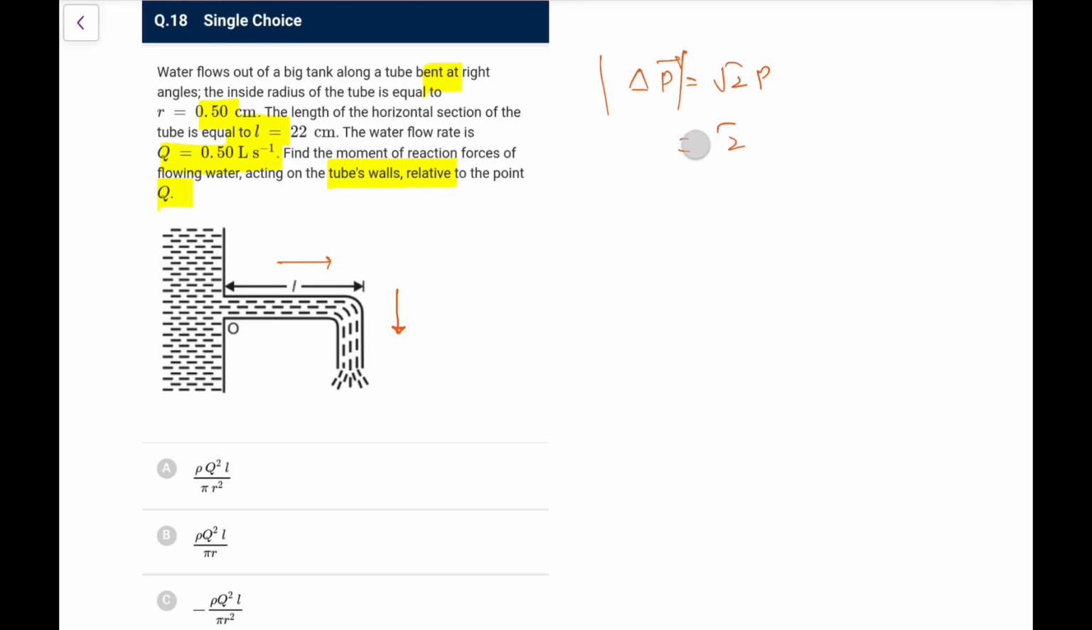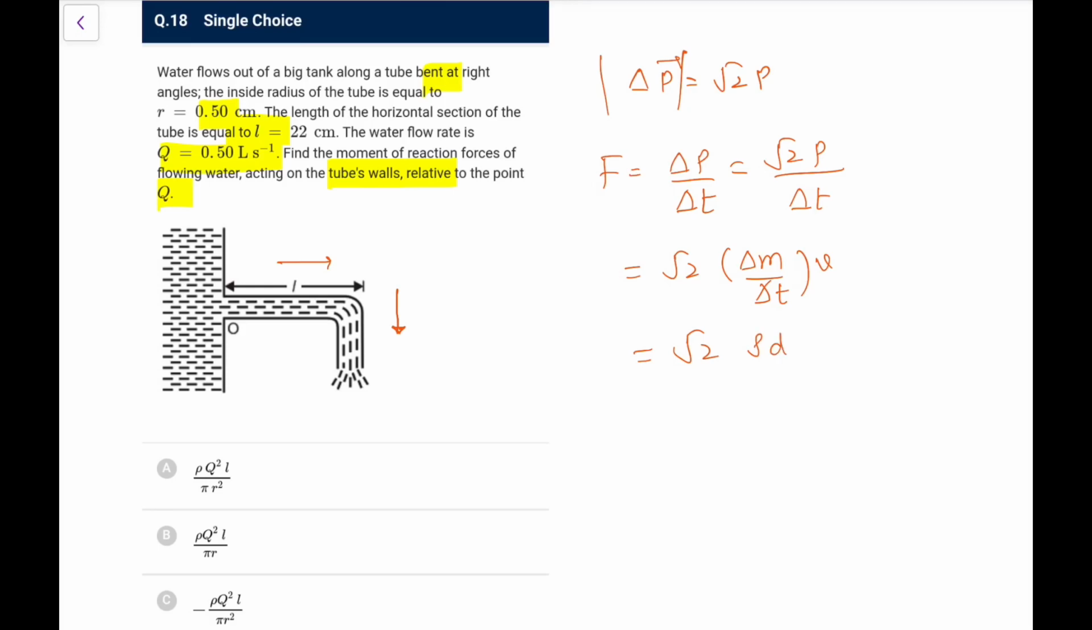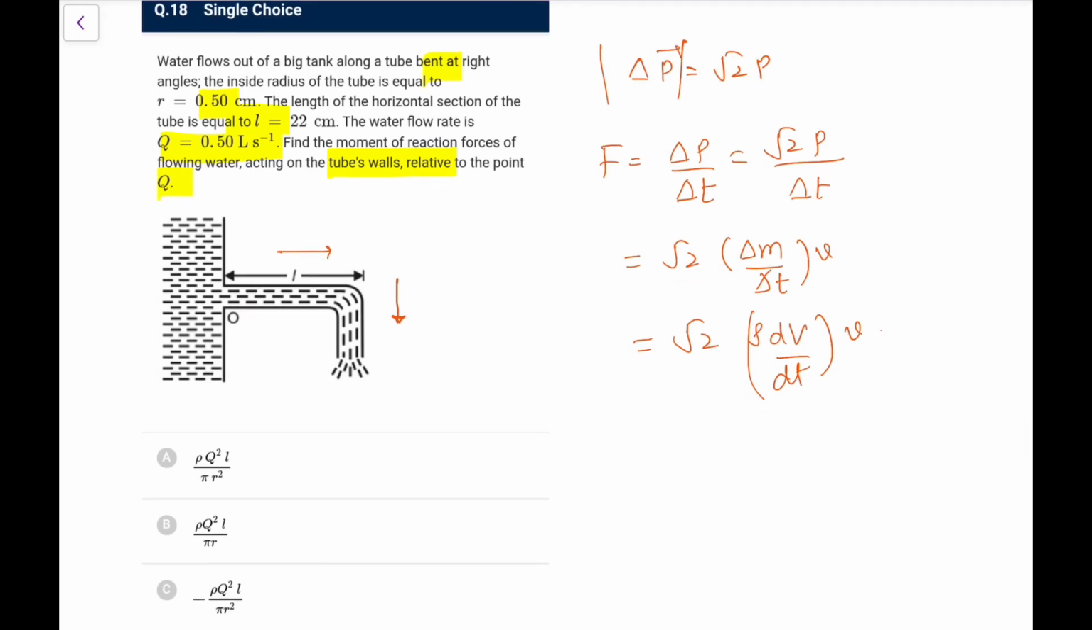We first of all need to have the force. So the force acting would be dp by dt or delta p by delta t. So delta p is root 2p upon delta t. So delta p by delta t, I can write it as root 2p. I can write it as delta m by delta t into v, and delta m by delta t, you are given the volumetric flow rate. So delta m by delta t would be rho dV by dt into v. That is what I can write here. So this would be the force.